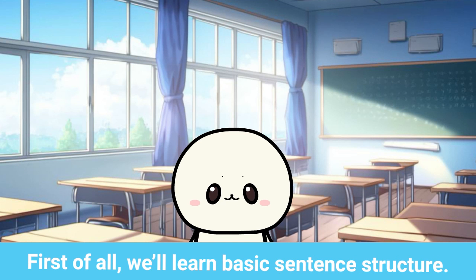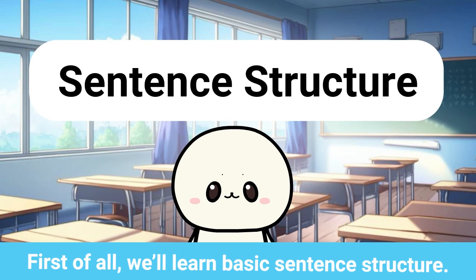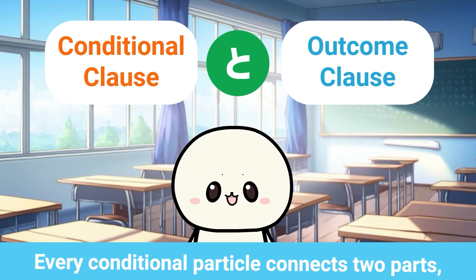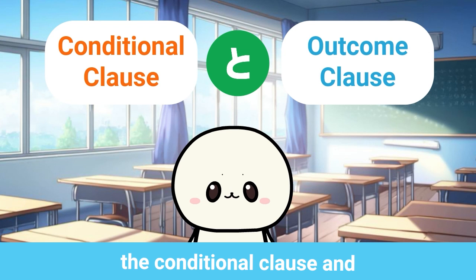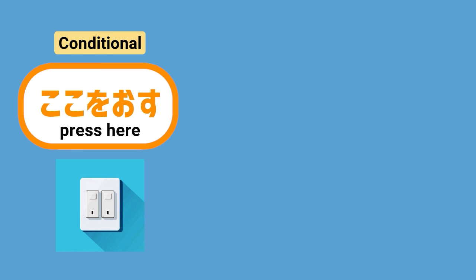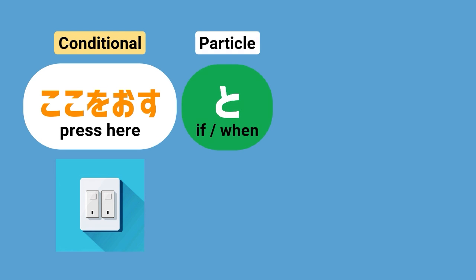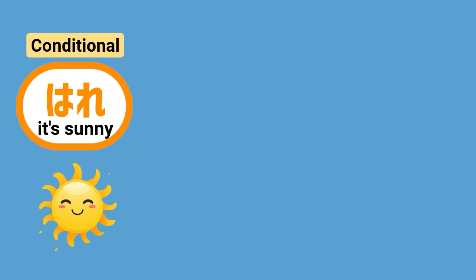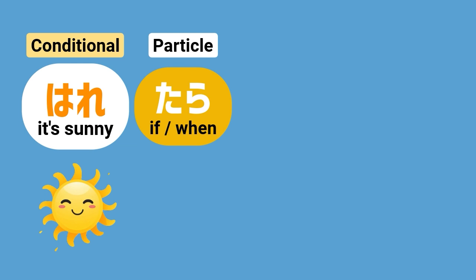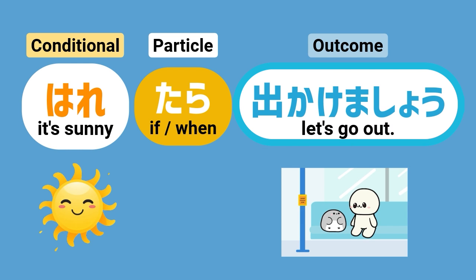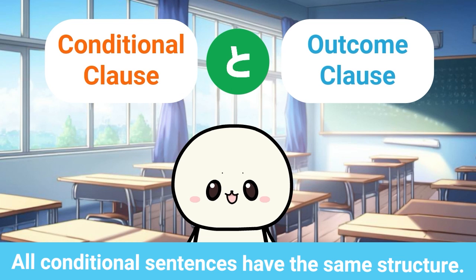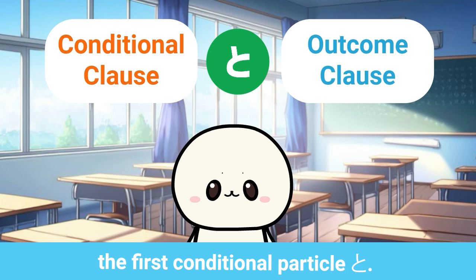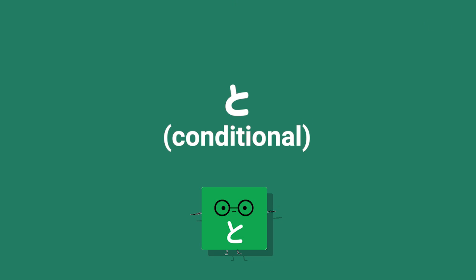First of all, we learn basic sentence structure. Every conditional particle connects 2 parts, the conditional clause and the outcome clause. The conditional clause, the particle, the outcome clause. All conditional sentences have the same structure. Then let's move on to the first conditional particle, と.